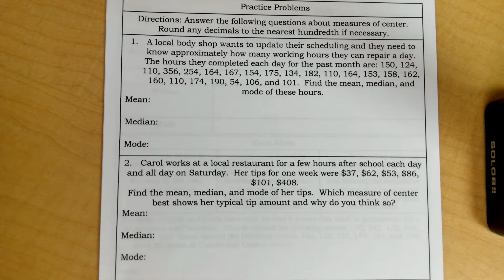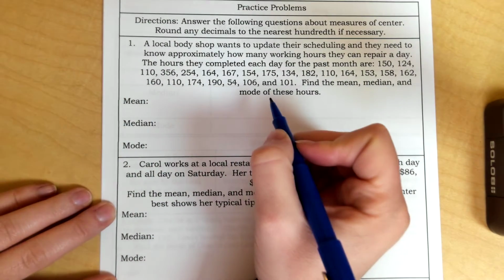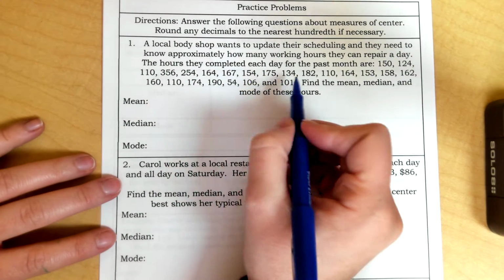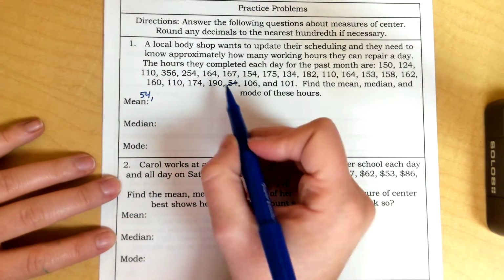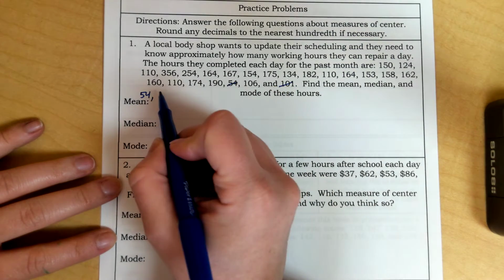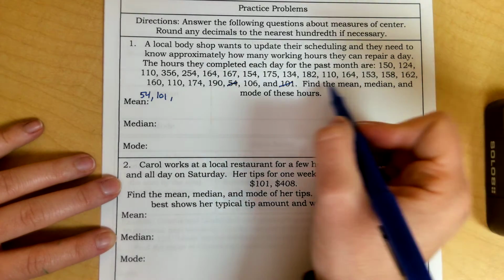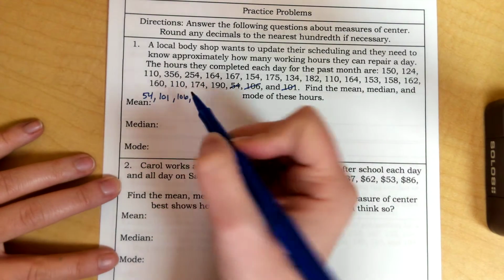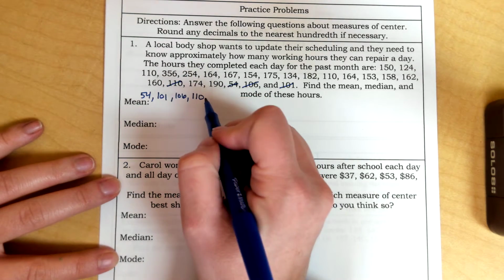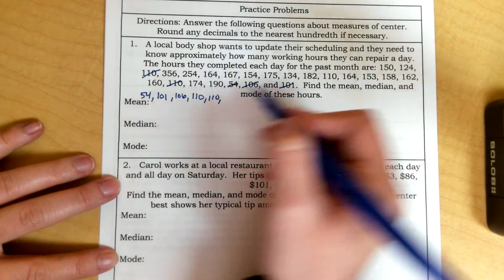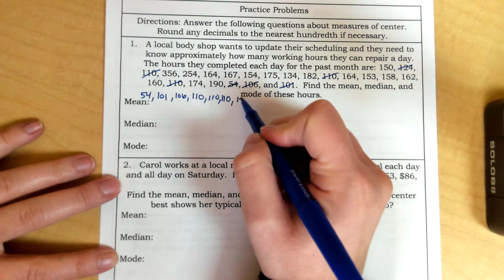So the first thing I'm going to do is go ahead and put this in order from least to greatest. I'm going to start off, and I'm just going to mark mine out as I find them. So my lowest number here is 54. So 54 goes first. Then my next number is 101. Then looks like I have 106. And then a 110. And then there's another 110. And another 110. There is a 124.